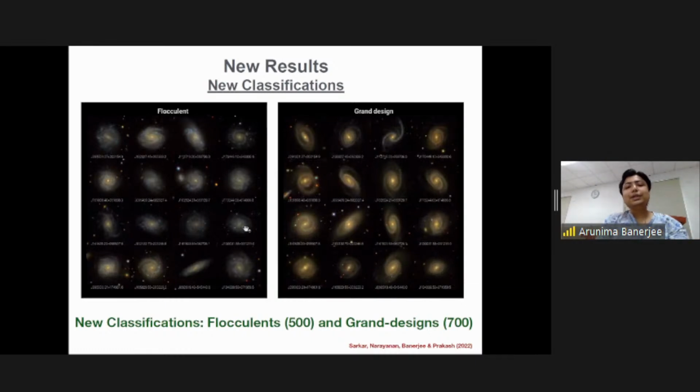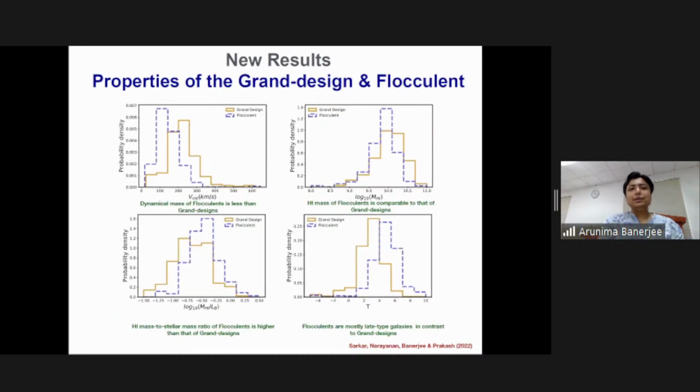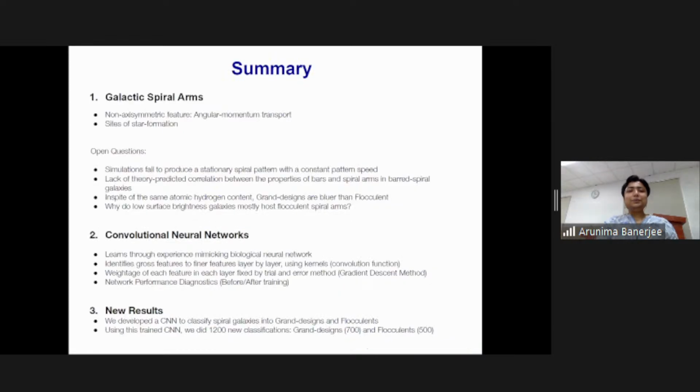So this is a subset of the newly classified flocculents and newly classified grand designs. You see, the flocculents look like the flocculents, it has not predicted wrongly. And the grand designs look like the grand designs. The grand designs, if you remember, are the clean spiral arms and so on, and the flocculents are the patchy ones. And these are various statistical properties, which are of scientific interest to us. Okay, so let us not go into that. This is not what we intend to do.